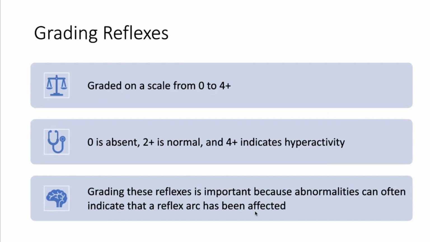So these reflexes are graded on a scale from 0 to 4. 0 is absent, 2 is normal, and 4 indicates hyperactivity, wherein the tap elicits a repeating reflex. And grading these reflexes is important because it helps doctors realize that there are abnormalities that can often indicate that the reflex arc has been affected, and it could involve a lot of different other problems.